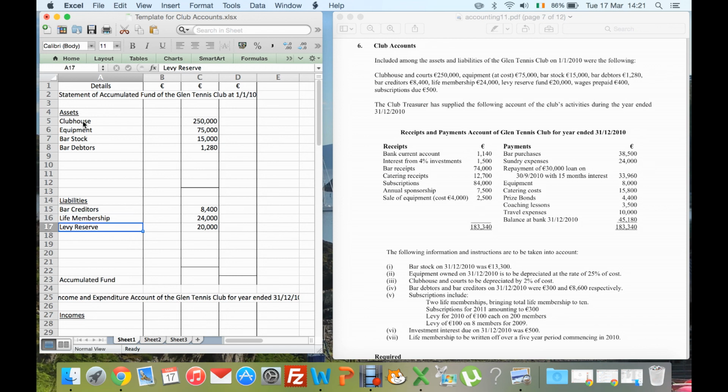And why is this levy reserve a liability? It's because the money that these people pay, it's like the capital of the club. They've put more money into it, and the club technically owes that service, that money back to those people, even though they won't actually ever get it back. Now back to here, we have wages prepaid of 400. That would be an asset. And we have subs due 500. That's money owing to us.